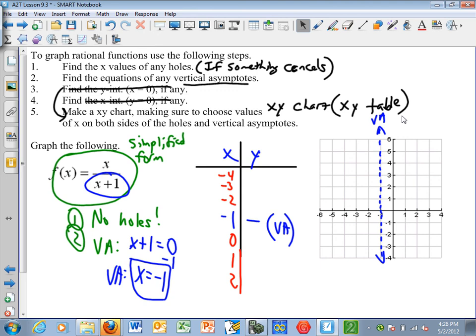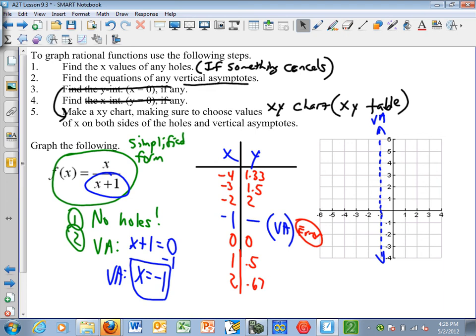-4, we're at 1.3 repeating. At -3, we're at 1.5. At -2, we had a 2 in our table. Now, again, the calculator told me error here. It's because you can't divide by 0. It makes the denominator 0. That's why there's a vertical asymptote. At 0, it's 0. At 1, it's 0.5. And at 2, it's 0.6 repeating. I'm just going to put it as 0.67.